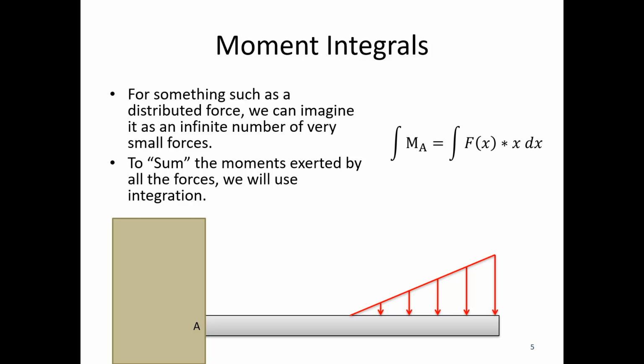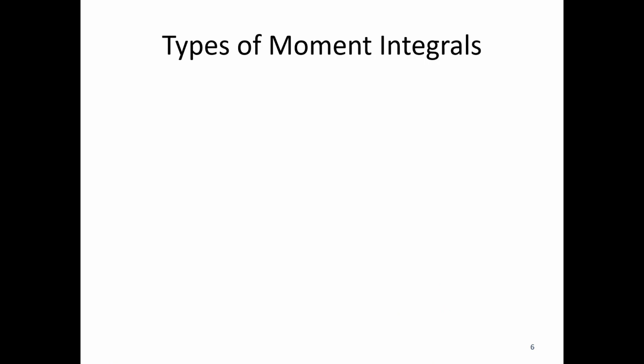So the moment integral about point A is going to be the force function f of x. So it's the mathematical function of the force at any given value of x, any given distance, times x. So force times distance, where I've got a mathematical function. I multiply those two together, take the integral, and the sum there would be the moment integral of that piece. So we've got different types of moment integrals in all of this. That's the general concept of the moment integral.